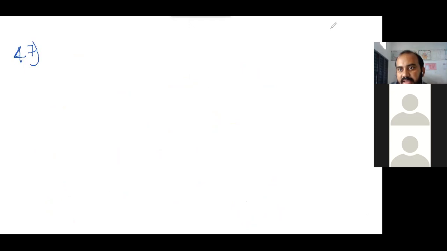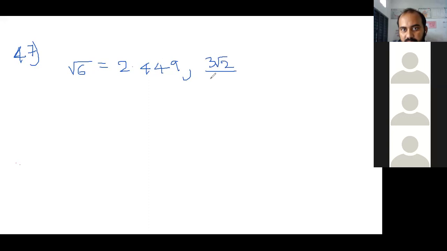Who is that? Kritika. What's the doubt? 47. If root 6 is equal to 2.449, then they are asking that 3 root 2 by 2 root 3 is equal to how much? This question is very important.